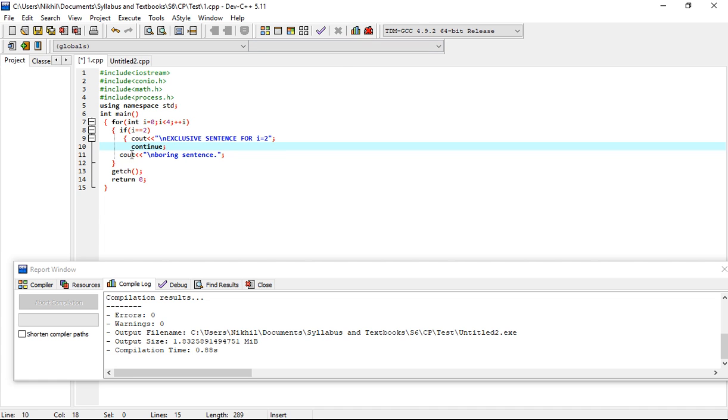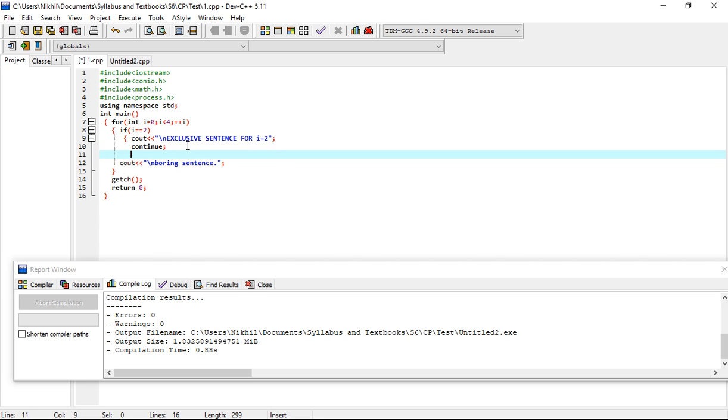Notice how it became bold. That shows that continue is a keyword, and a keyword is a reserved word. That means you cannot use continue without the double quotes anywhere in the program, because C++ identifies it as a functional word, and that means it has another function. So you can't simply use this word unless it's between the double quotes, right?